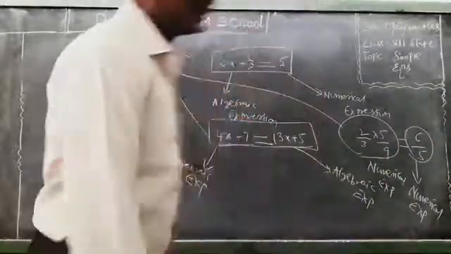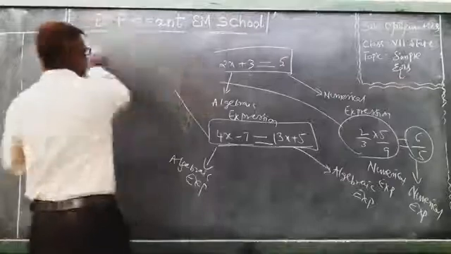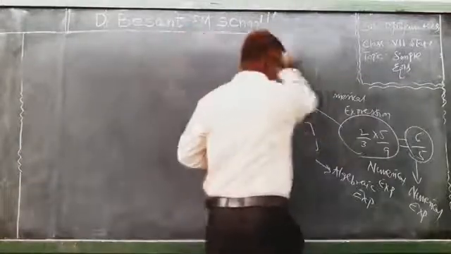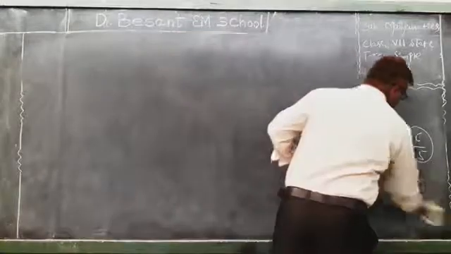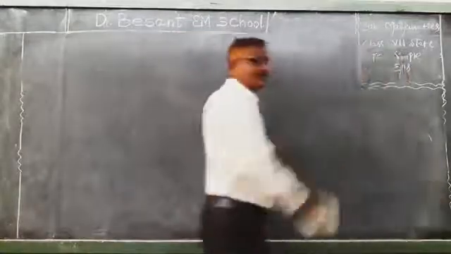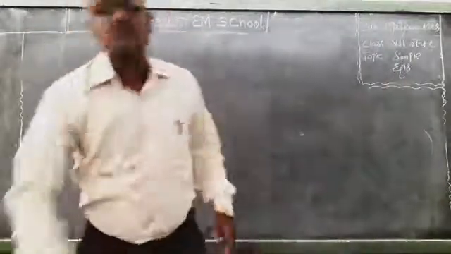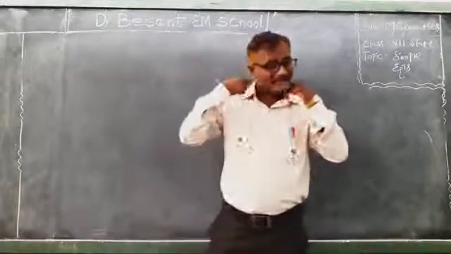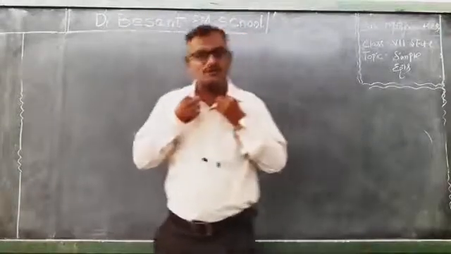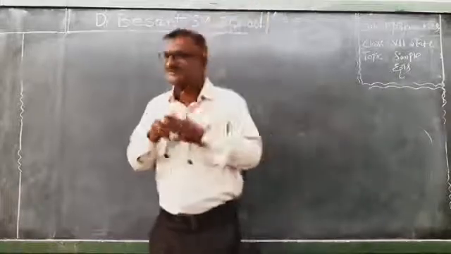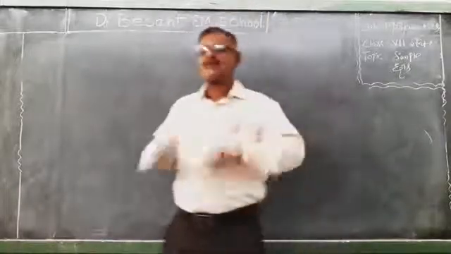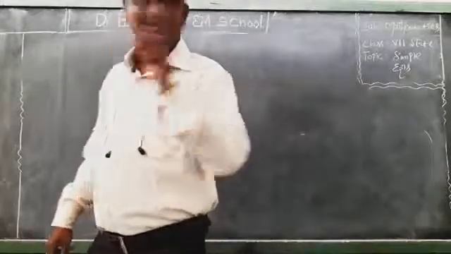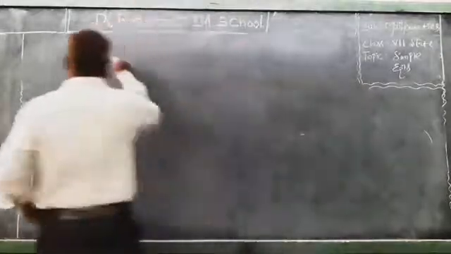Okay children? So this is the definition of equation. Observe, again verify, what is called equation? If any two algebraic expressions, or one algebraic expression and one numerical expression, or any two numerical expressions are connected with the symbol equality, then the whole sentence is called equation. Did you understand? Yes, okay. Now come to this example.